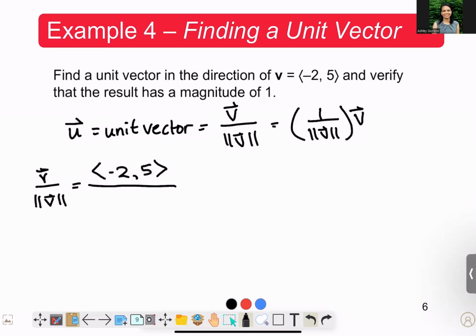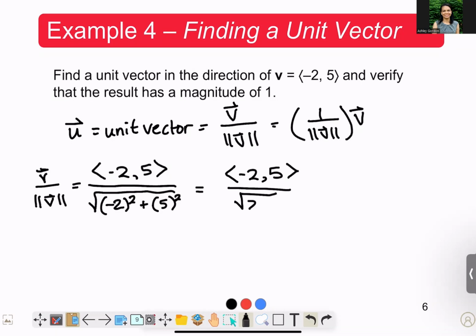Remember that the magnitude is the square root of the horizontal component squared plus the vertical component squared. So for this one, that would be -2 squared plus 5 squared, all into the square root. If you would rather find the magnitude off to the side in a separate calculation, feel free to do that. And what I get there is the square root of 29.